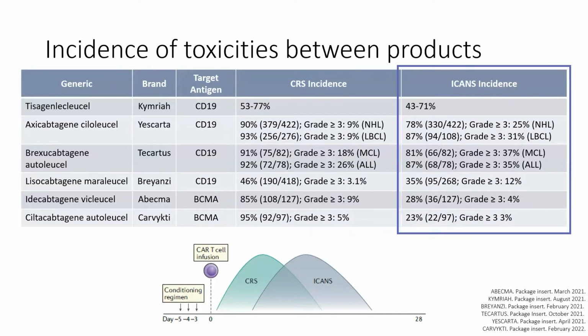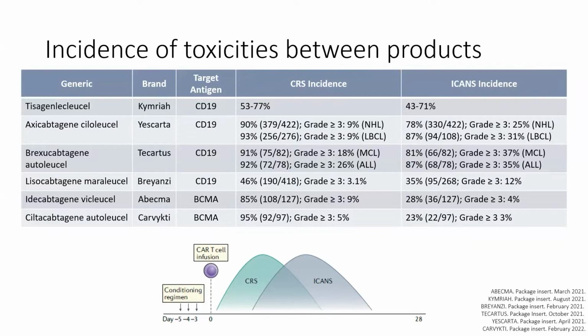The incidence of ICANS of any grade is anywhere between 23% and 87%, depending on the product and indication as well. CRS and ICANS can occur both concurrently or separately. The typical time to onset of CRS is 2 to 3 days, and the typical time to onset of ICANS is 4 to 10 days. So you can see that this happens pretty soon after CAR T cell therapy if it were to occur. And so the purpose of the slide is to appreciate the high incidence and severity of CRS and ICANS.